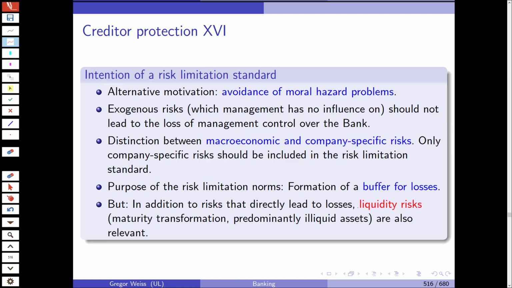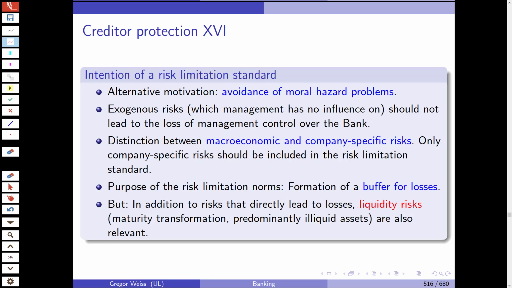Now, what is the intention of a risk limitation standard? The alternative motivation is that we want to avoid moral hazard problems. For example, we have exogenous risks on which we as a manager have no influence, and they should not lead to the loss of management control over the bank. The distinction between macroeconomic and company-specific idiosyncratic risks makes sense then, and only the company-specific risk should be included in the risk limitation standard.